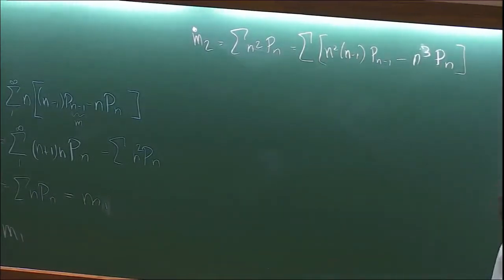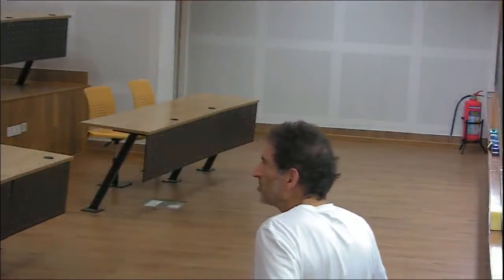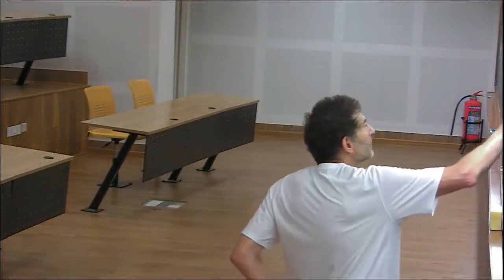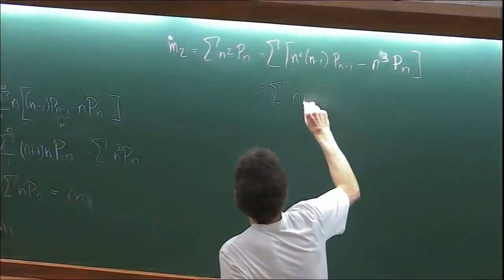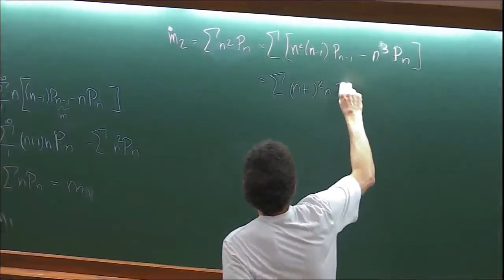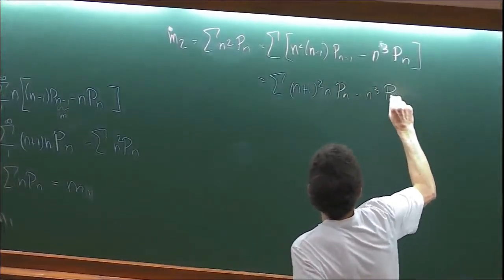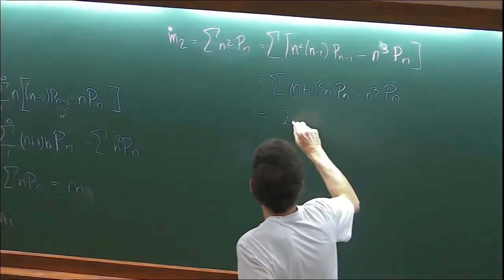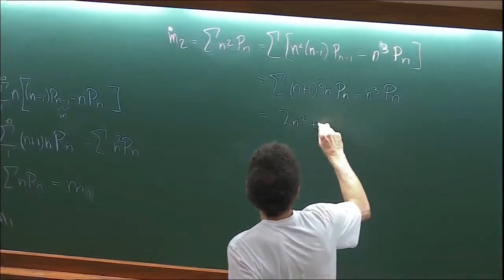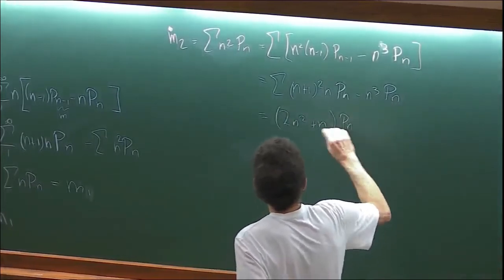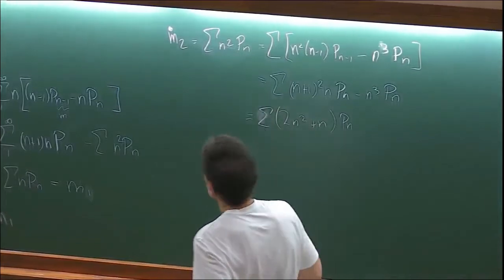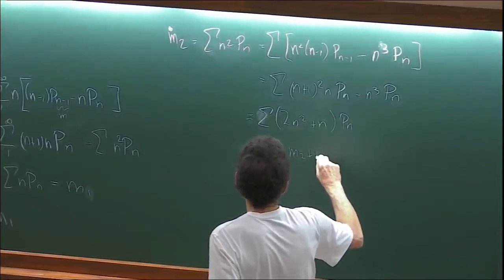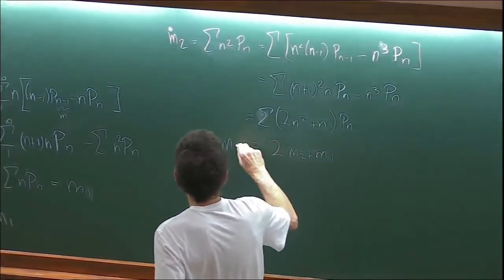And again, I do the same index shifting game. Once you're used to it, it comes second hand, but the first few times you have to do it maybe pedantically, step by step. But this is just, again, (n plus 1) squared n Pn minus n cubed Pn. And so the cubic terms cancel, and now I have the summation of 2n squared plus n Pn. And so this is nothing more than 2m2 plus m1. And so this is m2 dot.